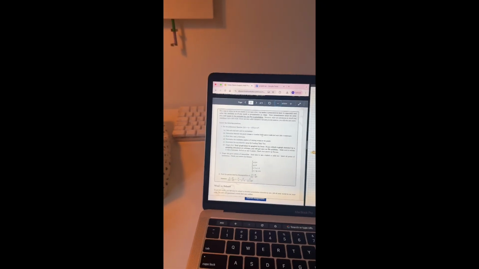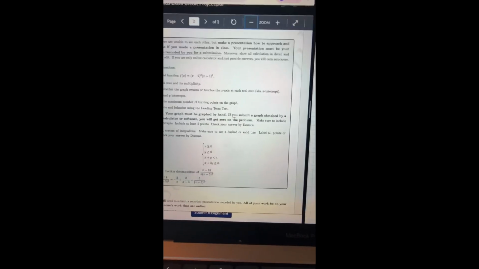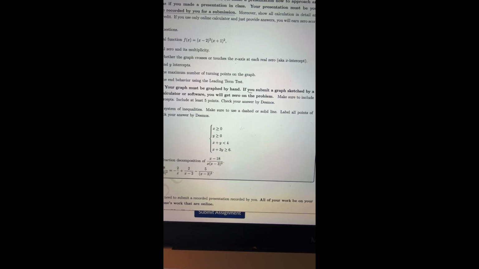So for number 2, it says graph the given system of inequalities. Make sure you use a dashed or solid line and label all points of intersection, and then check your answer with decimal. So here we have x greater than or equal to 0, y greater than or equal to 0, x plus y less than 4, and x plus 3y greater than or equal to 6.